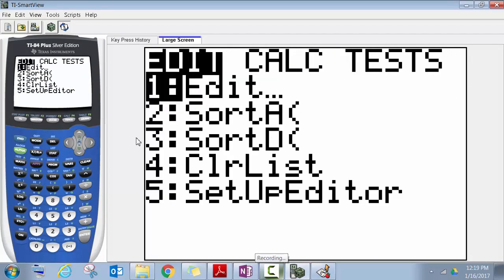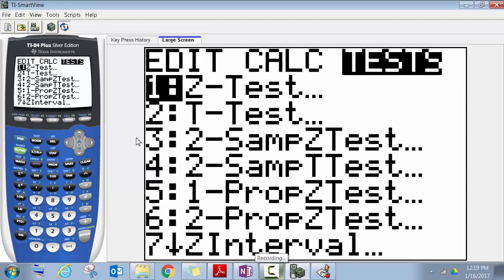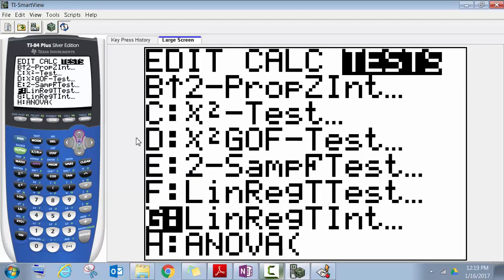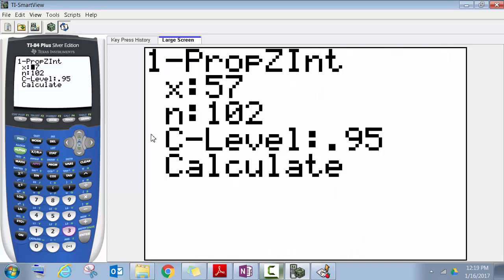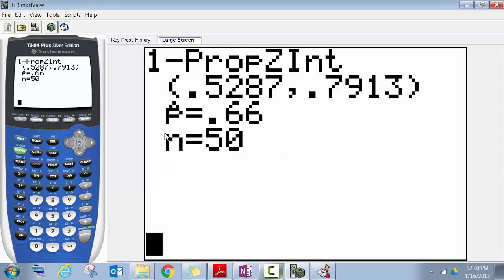So, stat, test, and if we go from the bottom, it might be a little bit quicker. It's letter A. So it was 33 out of 50, and let's see what percent we wanted to deal with. 95% still, so calculate, and there's our p hat, which we already found, and our confidence interval.